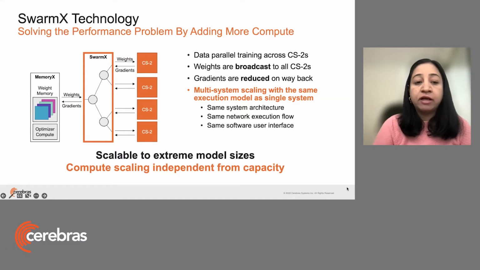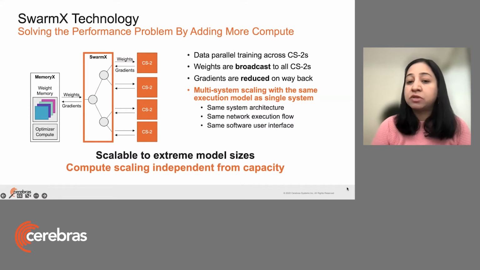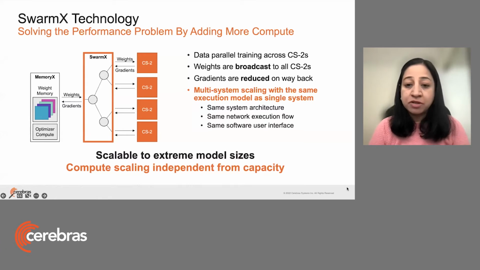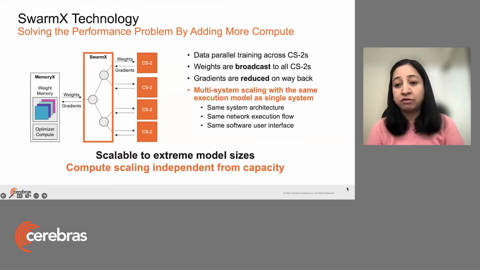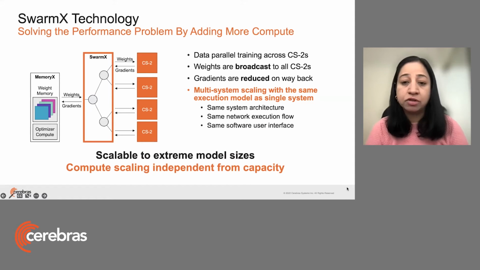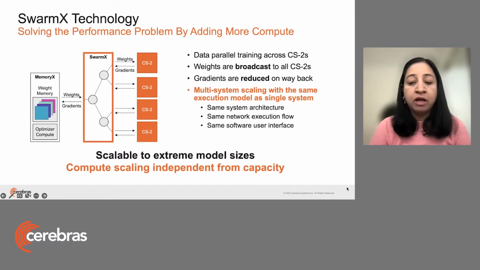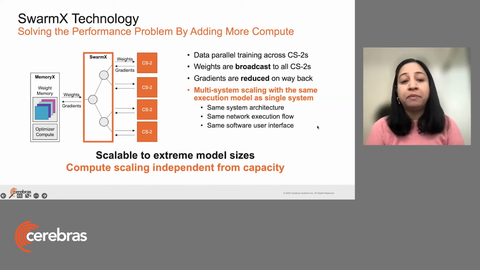So everything is handled very seamlessly by our interconnect technology here. With this, multi-system scaling with the same execution model as a single system is made possible. So it's the same system architecture, same network execution flow, and the same software user interface, but you're able to easily scale from one CS2 all the way to a number of different CS2s, depending on your use case and your workload, and you do not have to worry about reprogramming or sharding your layers or any other aspects that are needed with distributed computing. So compute is really scaling here, independent from the capacity.